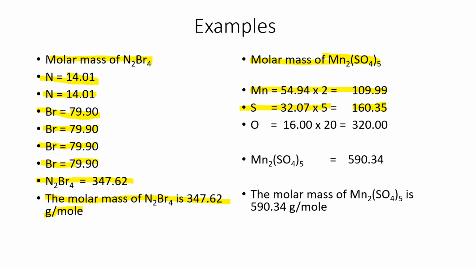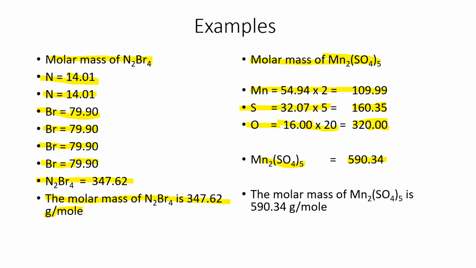Now for the oxygen, how many oxygens do I have? Well, oxygen comes in at 16 on the periodic table, but how many do I actually have present in this compound? In this compound, each unit of the sulfate gives me 4 oxygen atoms, and I have 5 of those units, so 4 times 5 is going to give me 20 atoms of oxygen. 20 times 16 gives me the 320. I sum together all the parts, and I'm going to get 590.34.